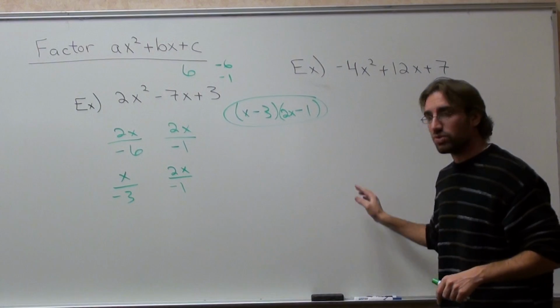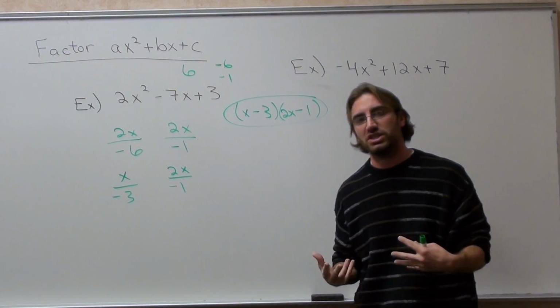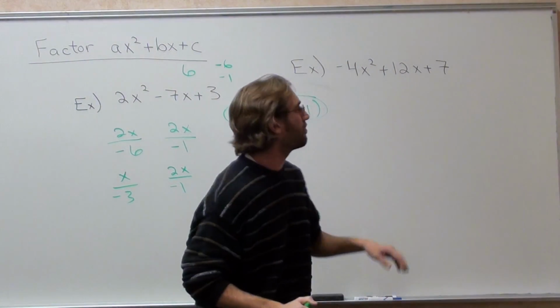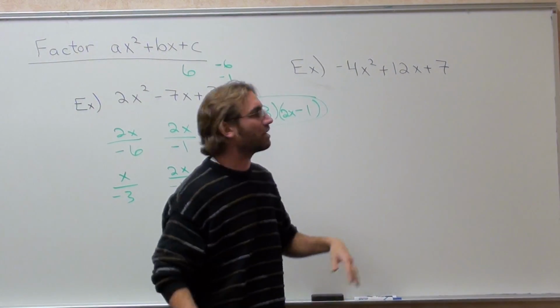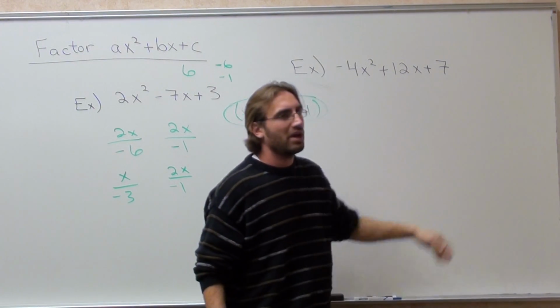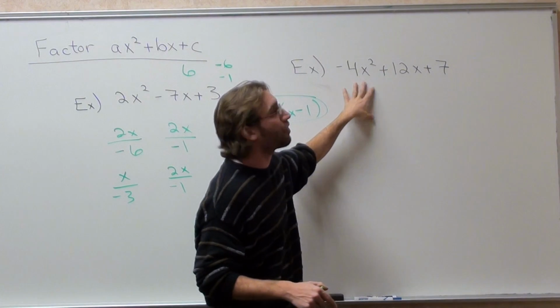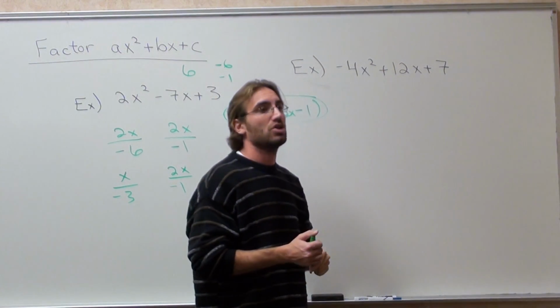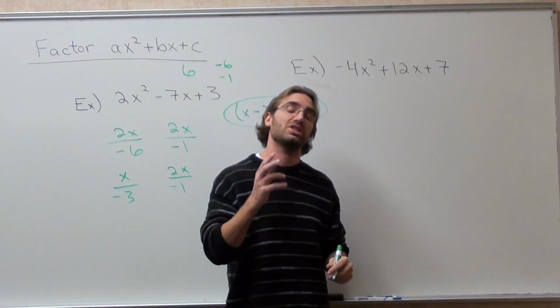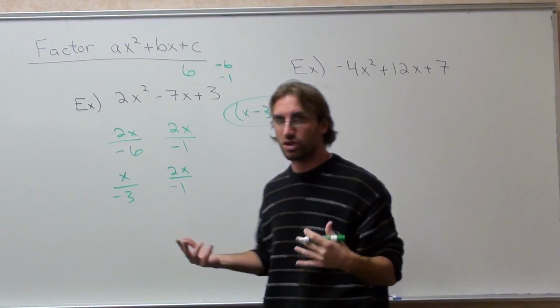Now the problem with this one is that you have to take out a GCF. Well, there's no GCF. 4, 12, and 7, there's nothing that goes into them. And x squared, x, and 7. Well, I agree to an extent, but you always want your first term to be positive. So you can actually take out a GCF, and that GCF is negative 1. You can divide all the terms by negative 1.